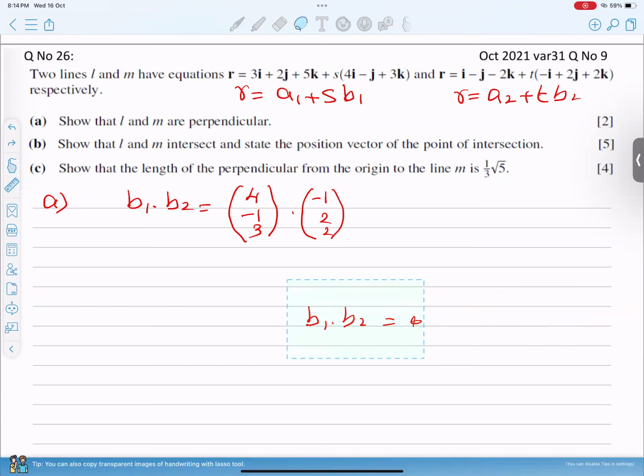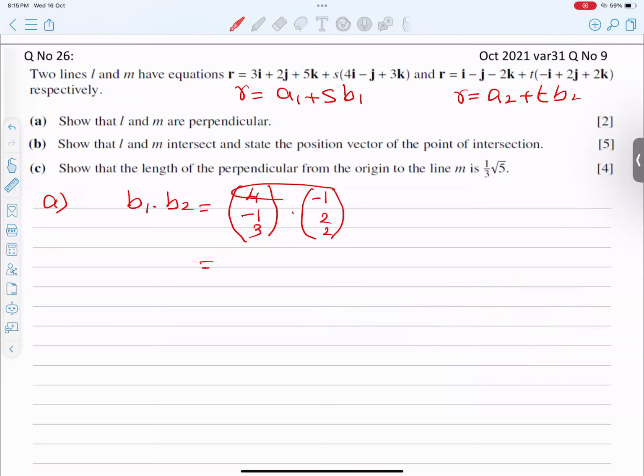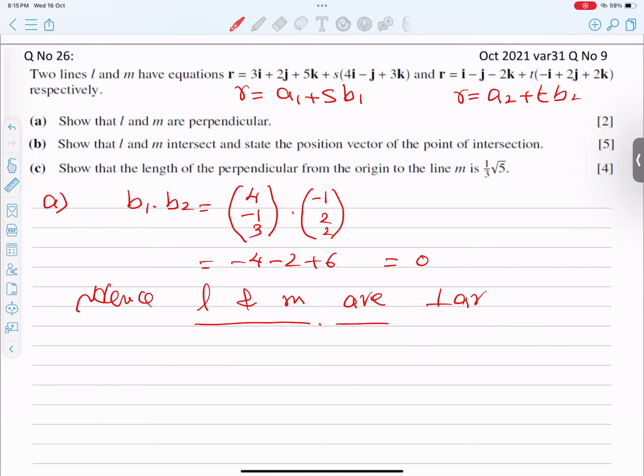So let's see how we can get it perpendicular. Corresponding position values will multiply like this. Let's see what answer is returned: -4, -2, and +6. And if I check it, I got 0. So it means we can say that, hence, L and M are perpendicular. That is the shortcut writing of perpendicular.